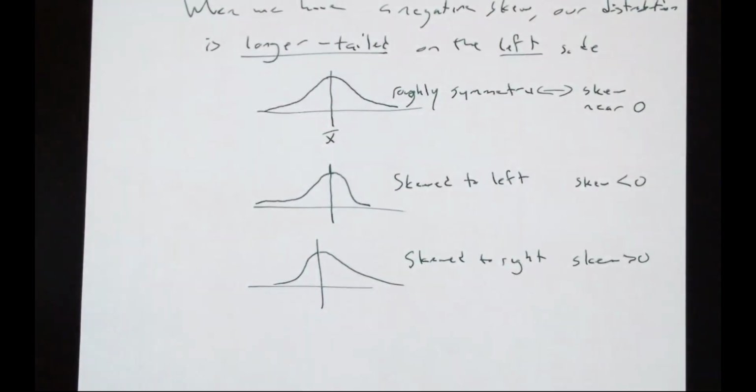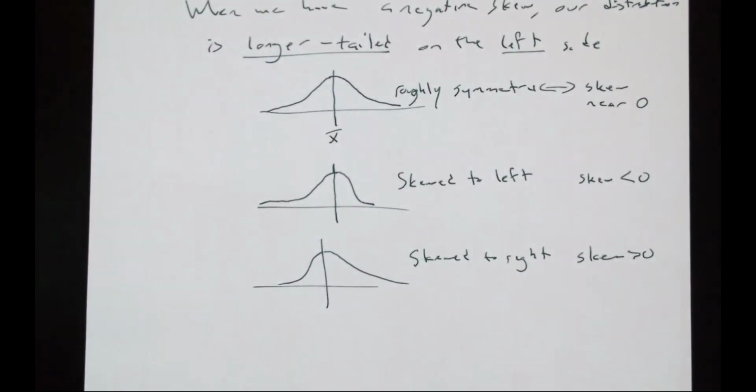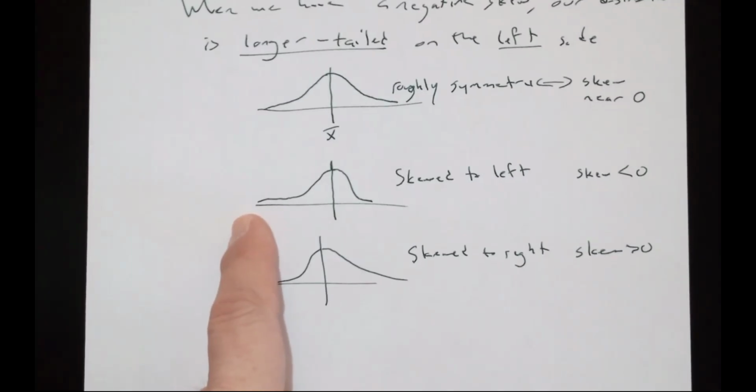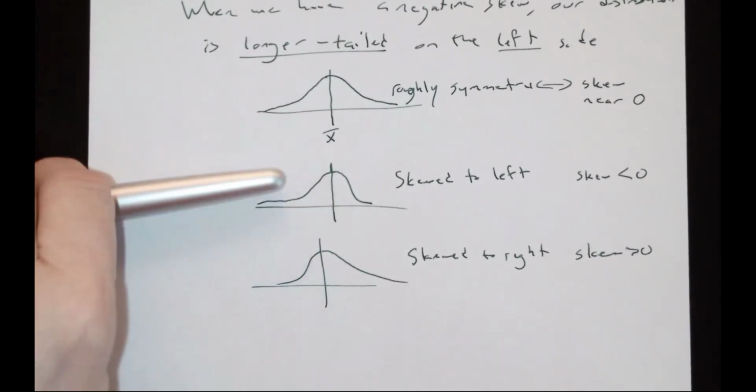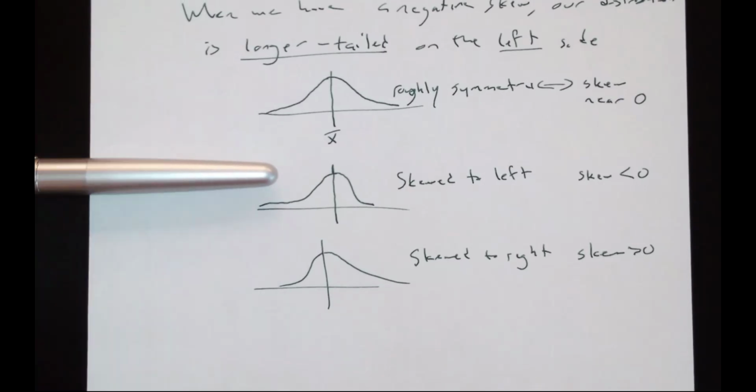On the other hand, mean is sensitive to outliers and median isn't, right? So if I have this outlier down here on the left in this second picture, what's going to happen to my mean versus my median?